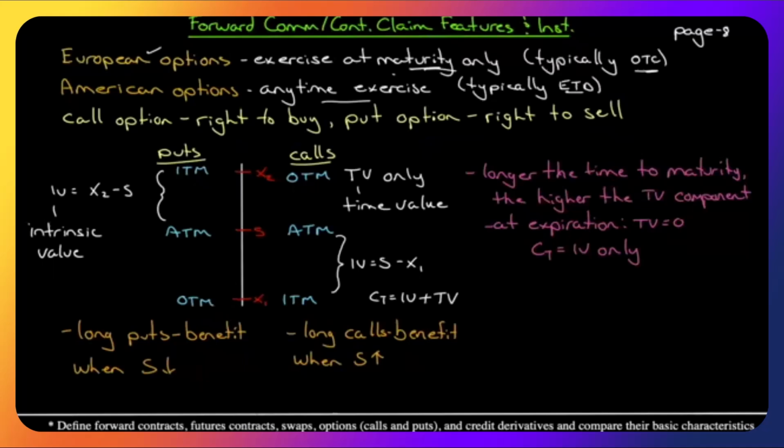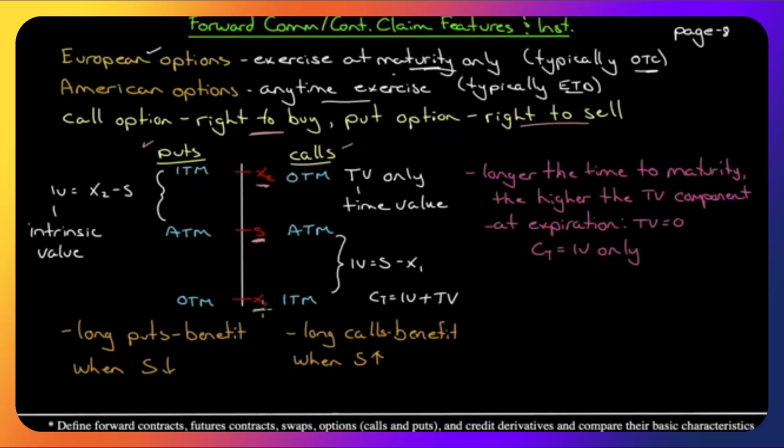Let's look at calls and puts. A call option is a right to buy the underlying. A put option is the right to sell an underlying. So let's say here is the stock price. Here is a strike price above the stock price, and here is a strike price below the stock price. We'll put puts on this side, calls on this side.